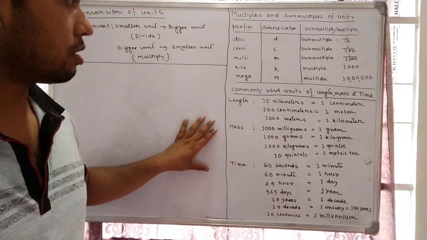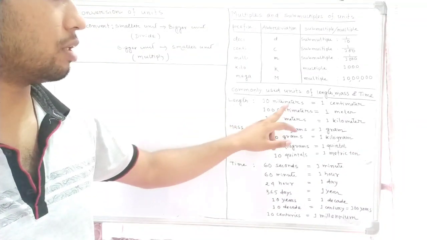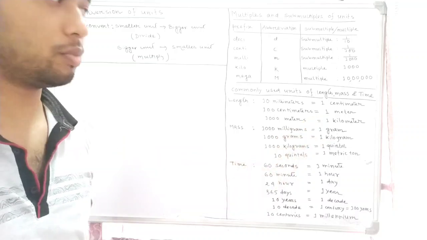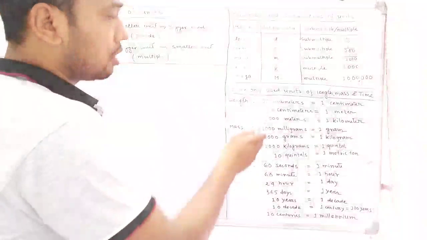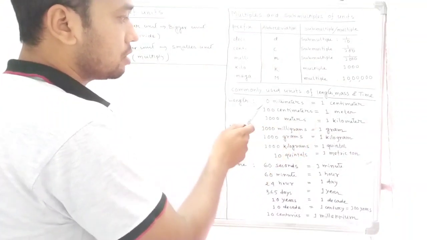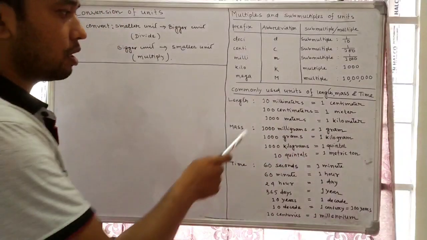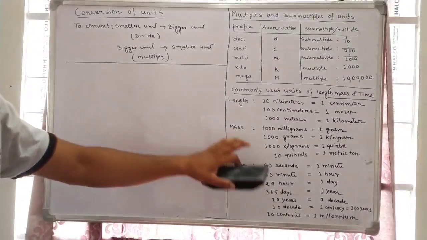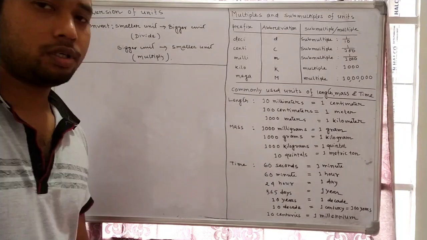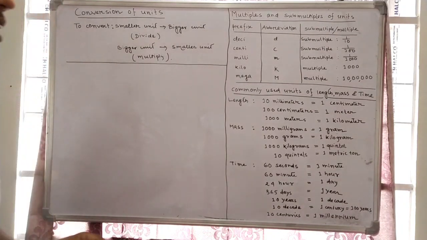And these are some commonly used units. For length we use these units: millimeter, centimeter, meter, kilometer. Okay. So some relations are given. The relation between millimeter and centimeter is 10 millimeter equals 1 centimeter. Similarly, 100 centimeter equals 1 meter. So the relations given in this list you have to memorize. Then we can convert a value from one unit to another very easily.